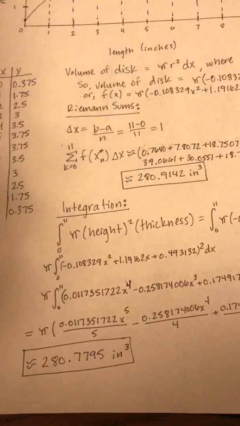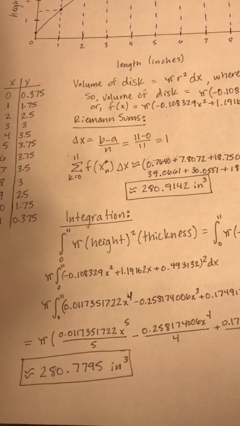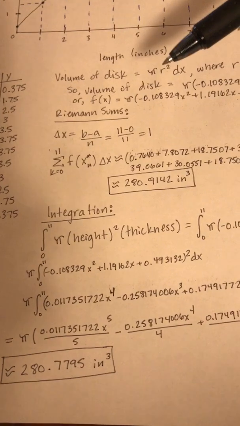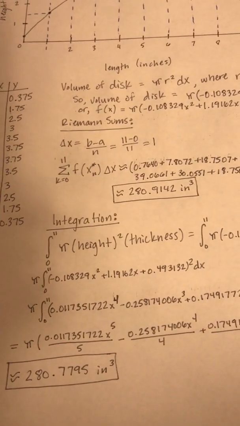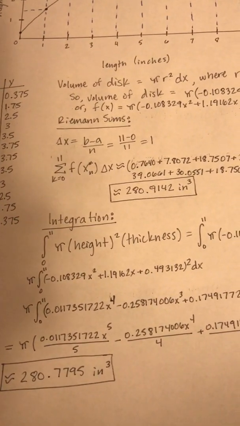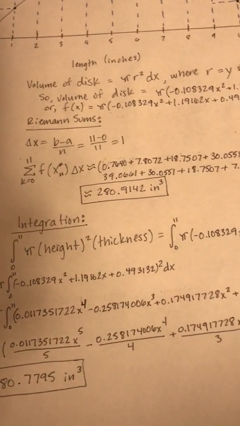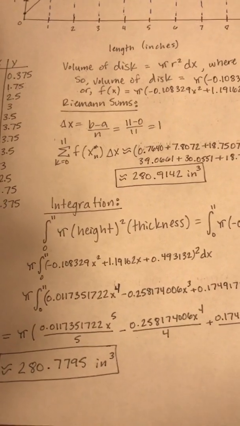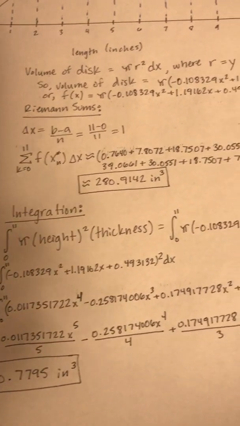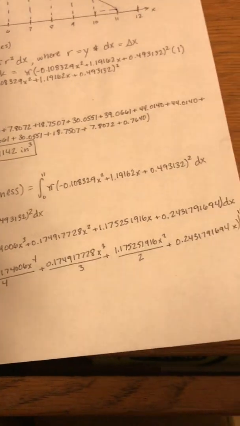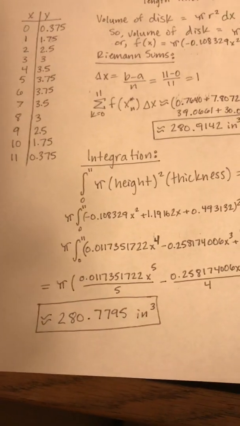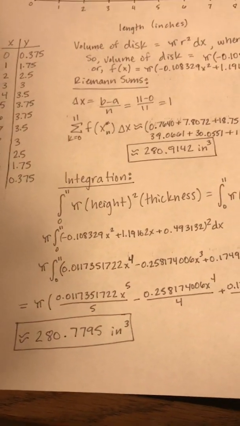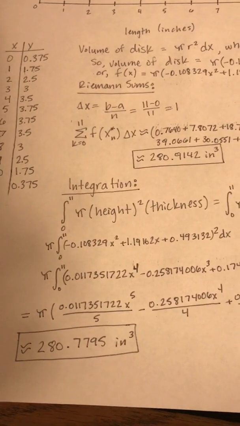Moving on to integration, just to help myself see what's actually going on, knowing that basically it's pi times r squared, which in this case is going to be our height, or our y, our function value, times thickness, which is dx, that we said was set to 1. Up here, our delta x. It was a little brutal working with that nasty quadratic, but just slow and steady working with it, I came out to a very similar figure of about 281 cubic inches as well.